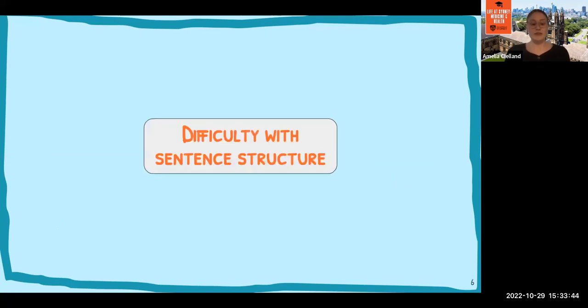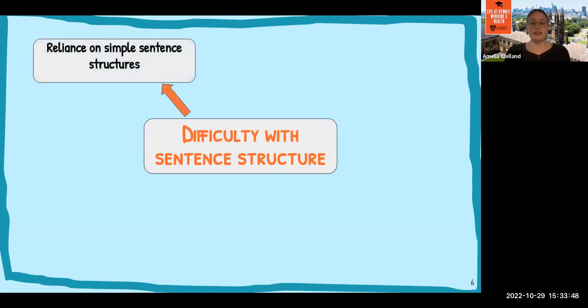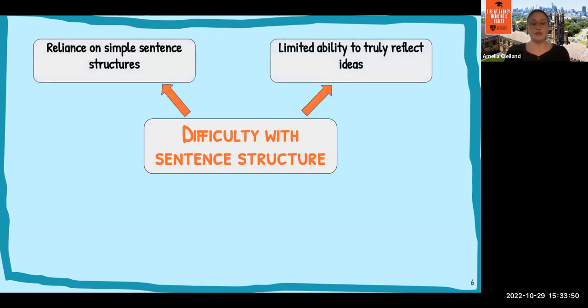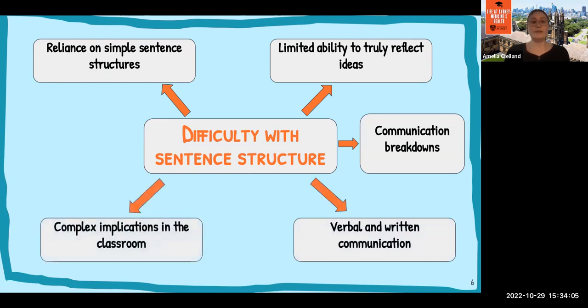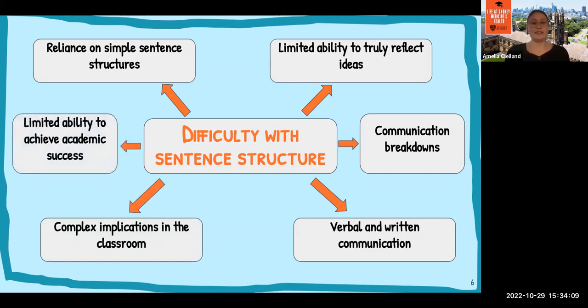If a student has difficulty building sentences, they may rely on simpler sentence structures and be limited in their ability to truly reflect their ideas. It may also result in communication breakdowns where the message is misunderstood by the communication partner. These difficulties can be seen in both verbal and written communication. This can have complex implications in the classroom and limit a student's ability to achieve academic success.